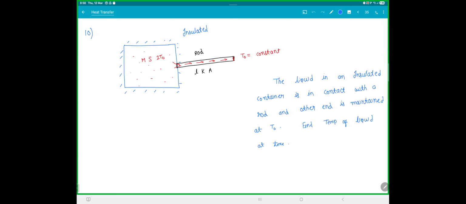Just look at your answer, okay? If you put t equals 0, what should be the temperature? 2T naught. After a long time, when t tends to infinity, what will happen to the temperature of the liquid? T naught. But look at your equation, what you got.